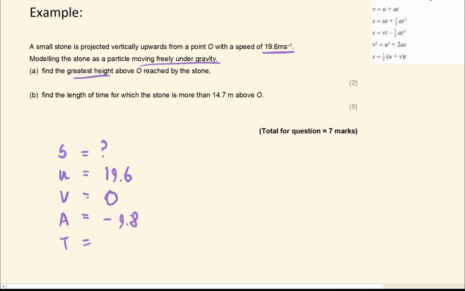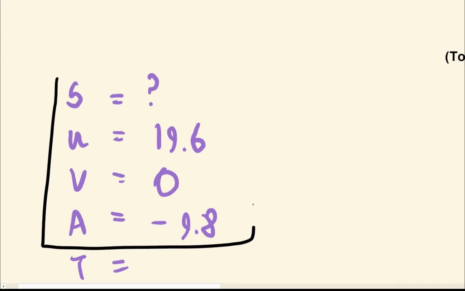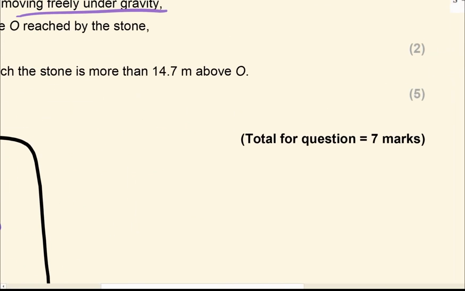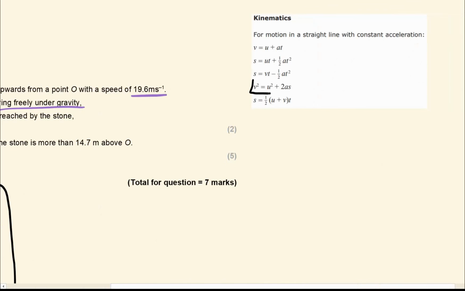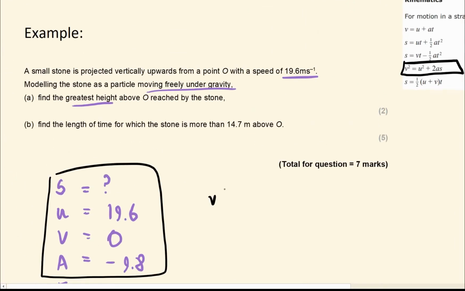We have 3 things, that's enough. We want to find the fourth. So we're going to find the equation that uses these 4 letters: S, U, V and A. And if we look here, we have one of those we can use. So we can write that down. V squared equals U squared plus 2AS.